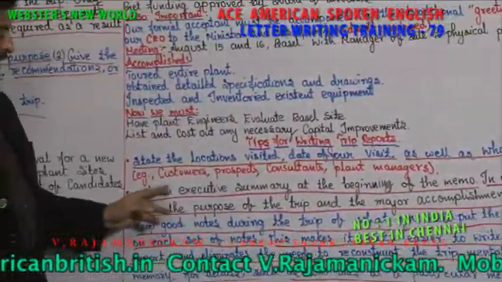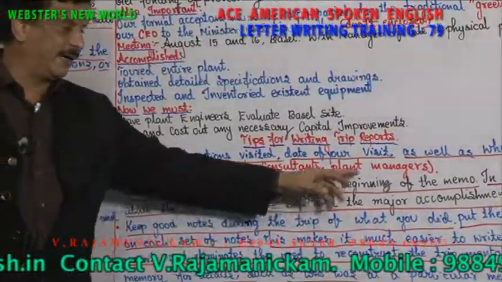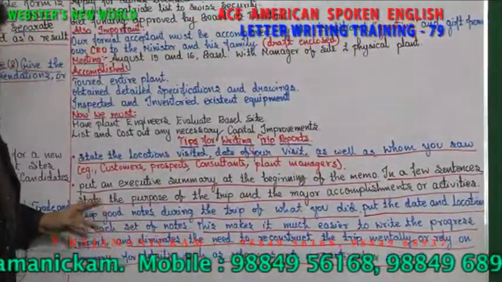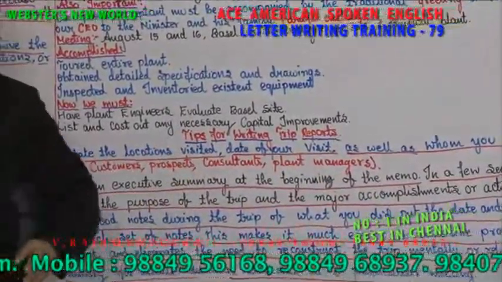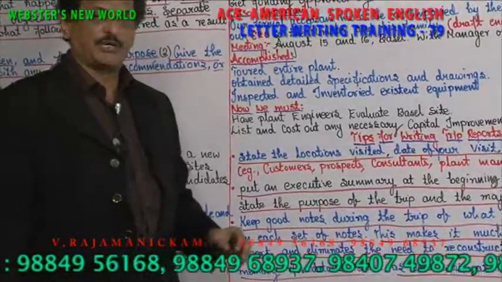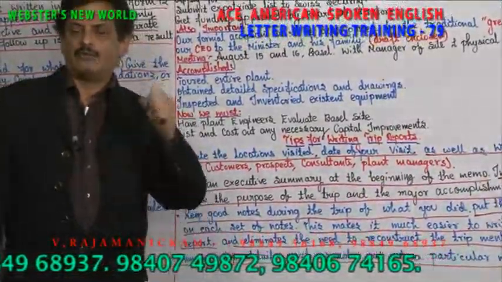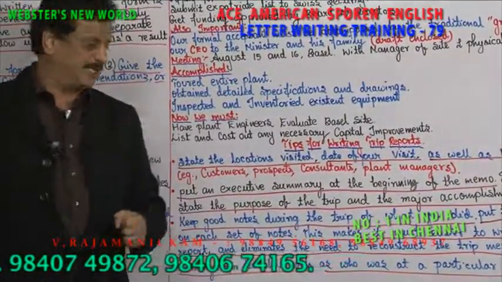Number two, put an executive summary at the beginning of the memo. Executive summary, you have to write it down in a few sentences. State the purpose of the trip. You have to state the purpose of the trip and the major accomplishments or activities. What have you accomplished? What are the activities to be done?